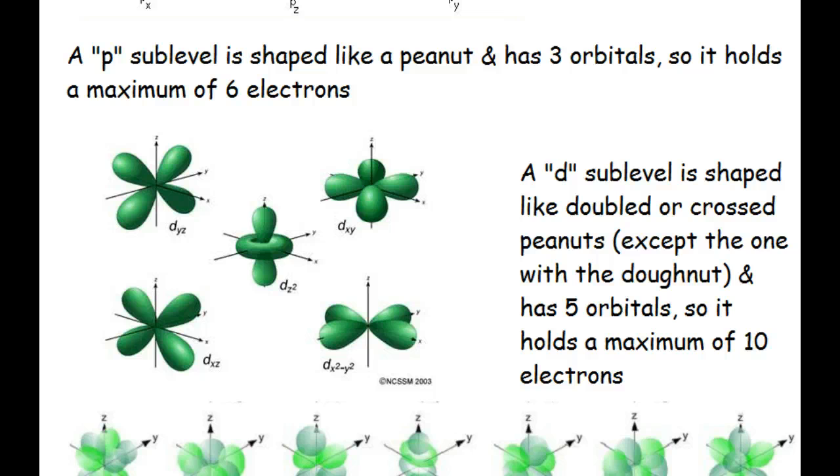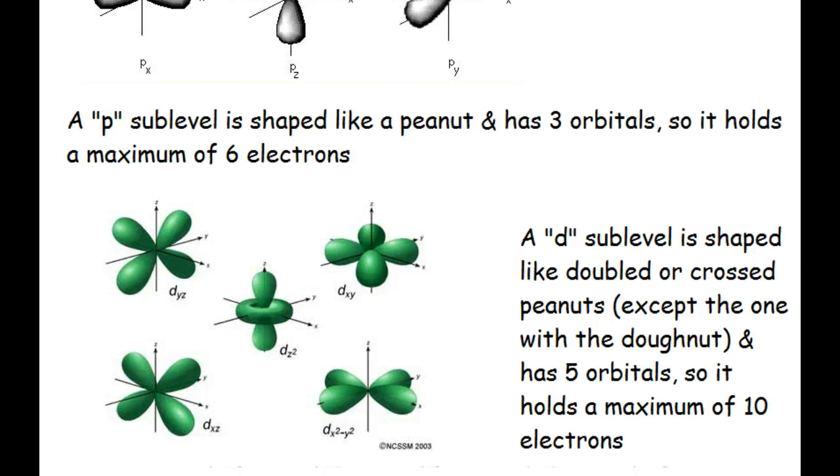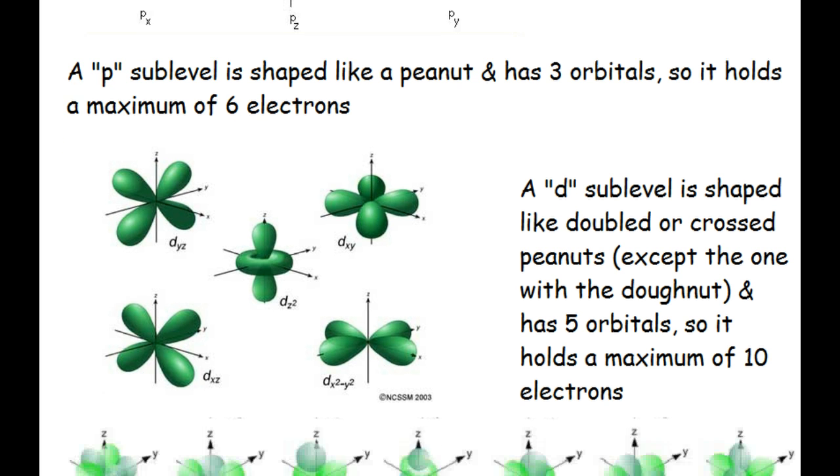When you get to D, they're a little interesting. I kind of describe them as doubled peanuts to give you an alliteration as a mnemonic to remember this. So at least those 4 do, and then that one has a donut. But there are 5 different d orbitals, so a d sublevel can hold 10 electrons. We're going to need that knowledge in a minute.